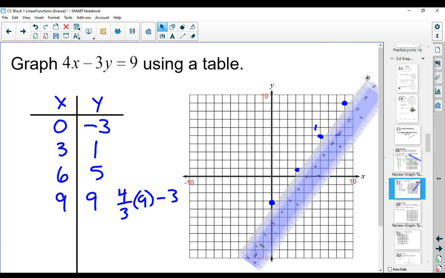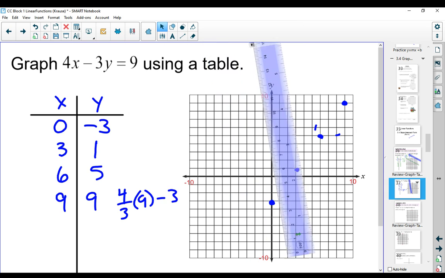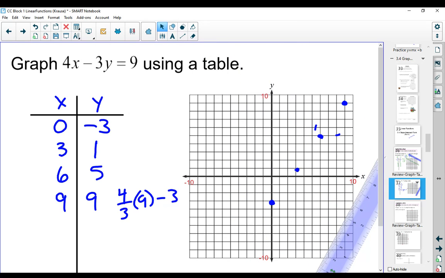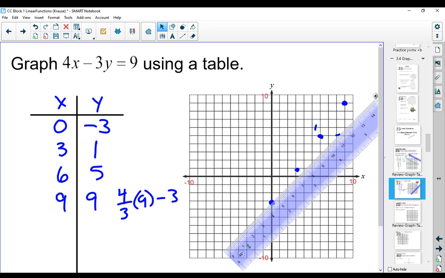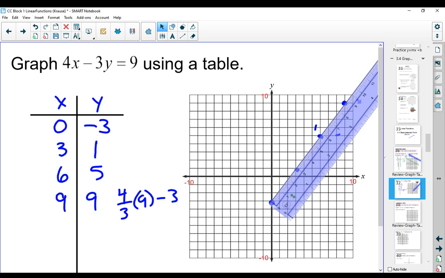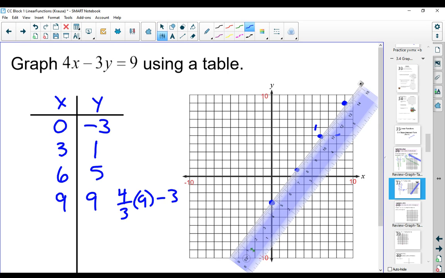So some of you might be asking, how are you getting those points? Where are you getting your x values from? I'm just making them up. I'm choosing numbers. Now, because this was 4/3, I was purposely choosing numbers that were divisible by 3, because you saw there when I tried one that wasn't divisible by 3, it gave me a decimal. So that was just me recognizing that when I have 4/3, I need numbers that'll divide by 3 in order to get rid of the fraction.